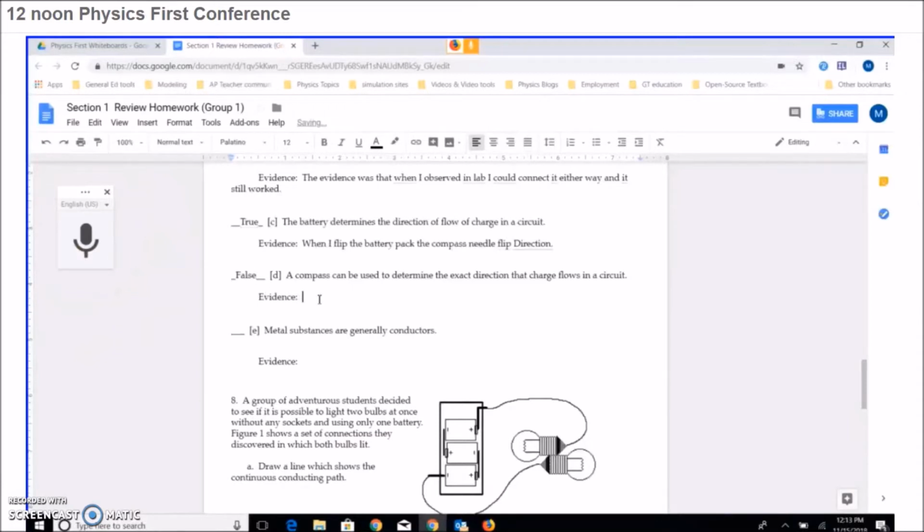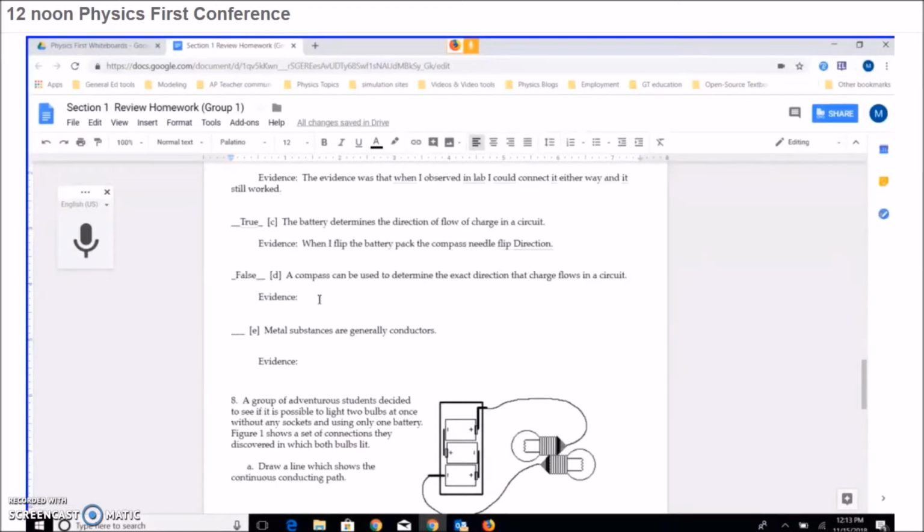Do you guys remember the evidence for this? This was a hard one. How do you know that's false? Because when we did the lab, it didn't go straight. It went either left or right. Oh my gosh. Genius.